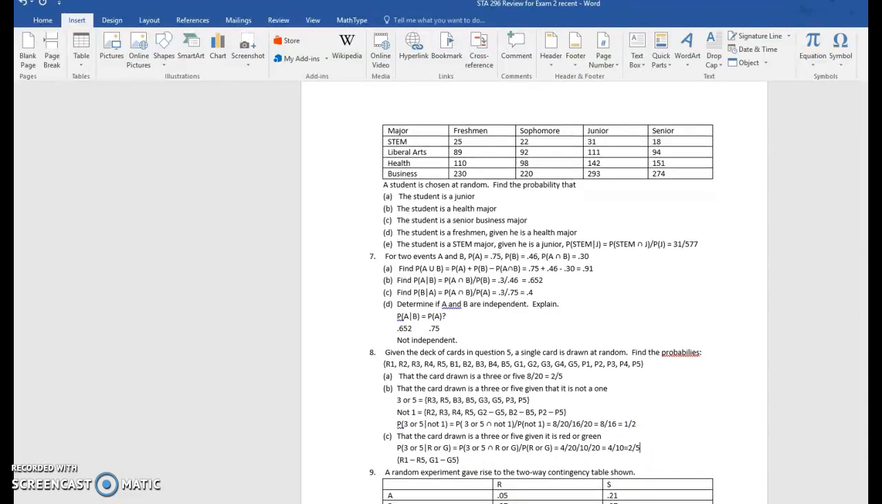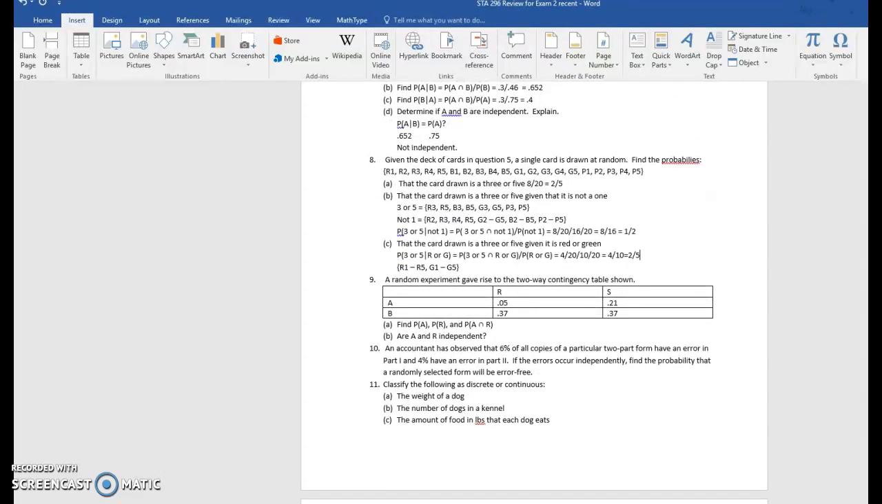All right, so let's take a look now at question 9. And I may not get through all of this because I am running low on time on the video, but we'll go as far as we can. So number 9, a random experiment gave rise to this contingency table. We want to find the probability of A, the probability of R, and the probability of A intersect R.